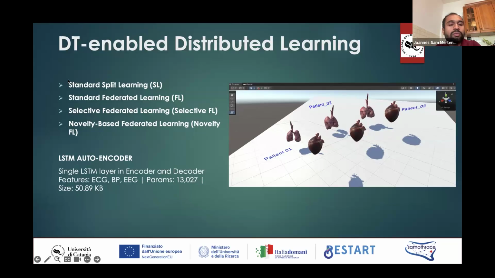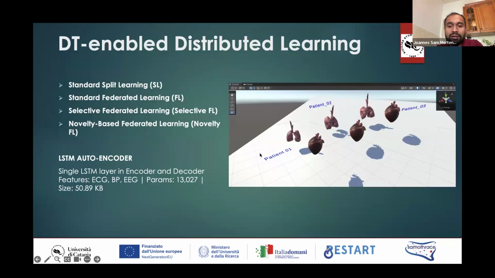So we compared 4 cases. One is the standard split learning, second is the standard federated learning, and next we were comparing it with 2 other strategies. One is called selective federated learning, another one is called novelty based federated learning. I'm going to just briefly say what the selective FL and what this novelty based FL are. Okay, and again we used a simple LSTM autoencoder.